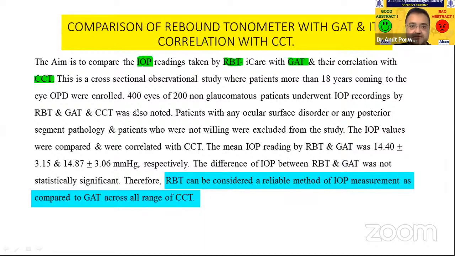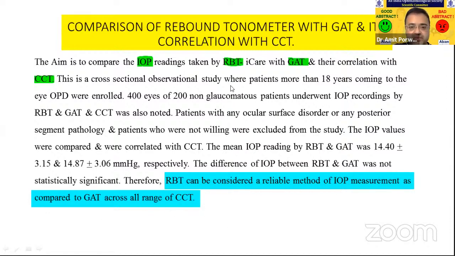Then coming to the result. The aim is to compare the IOP readings taken by RBT iCare with GAT and the correlation with CCT. This was the aim of the study. And what is the conclusion? RBT can be considered a reliable method of IOP measurement as compared to GAT across all ranges of CCT. Now, this is the conclusion.